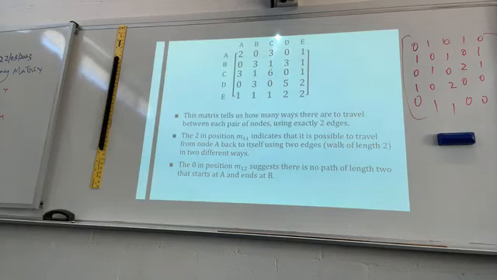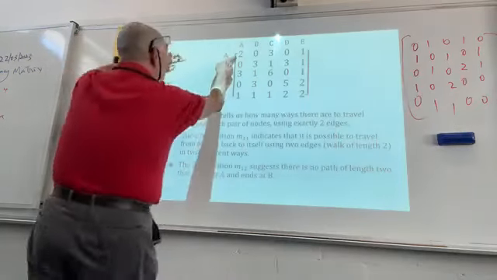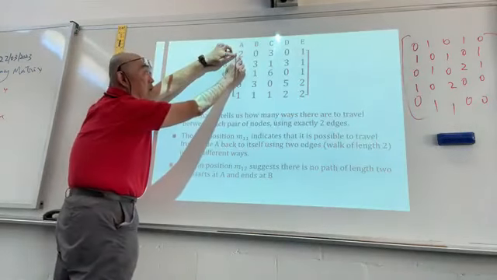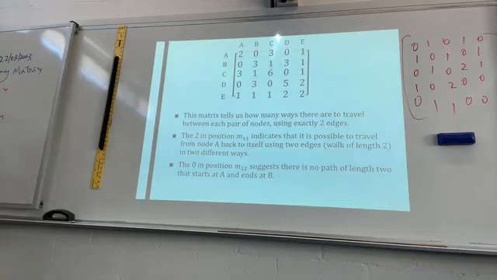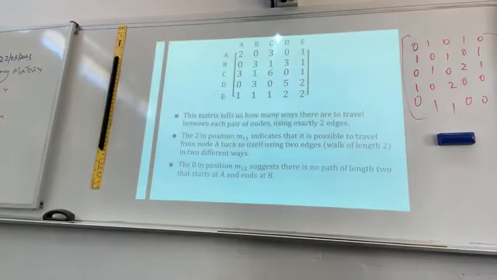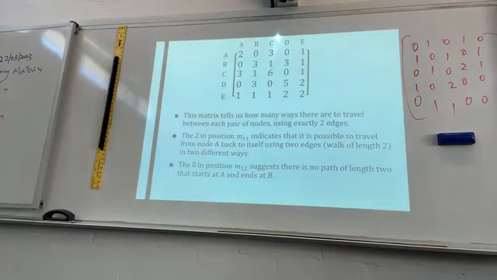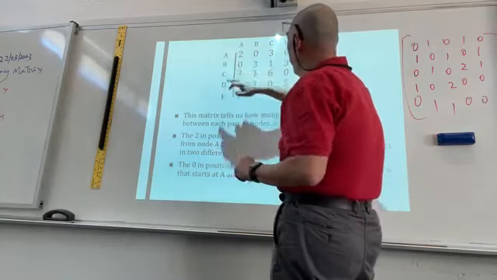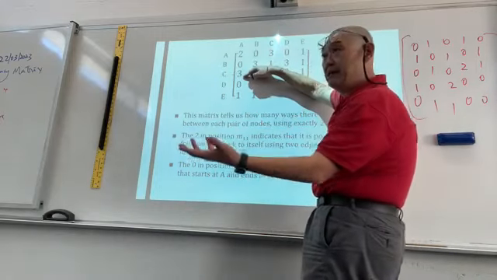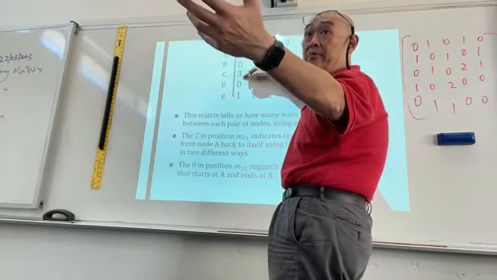All right, the 2 in position M11, row 1, column 1, indicates that it is possible to travel from node A back to itself using 2 edges, a walk of length 2, in 2 different ways. What you have to realize is that sometimes you are not asked to calculate this matrix at all. You'll be told the position M31, row 3 and column 1. How do you interpret that question?